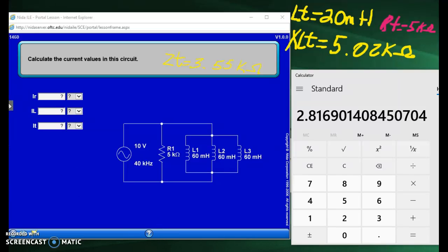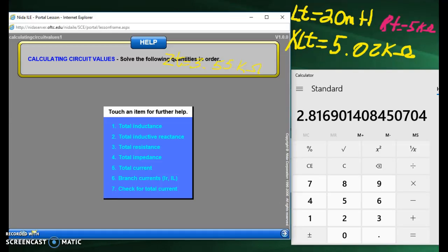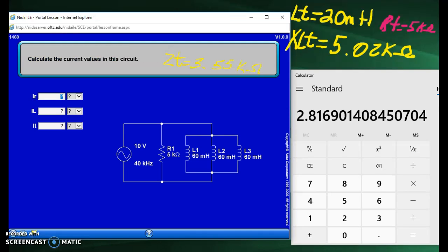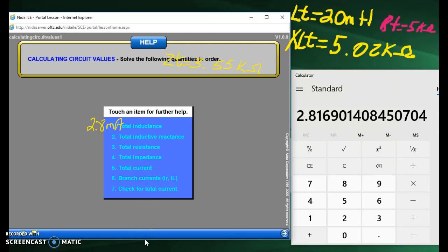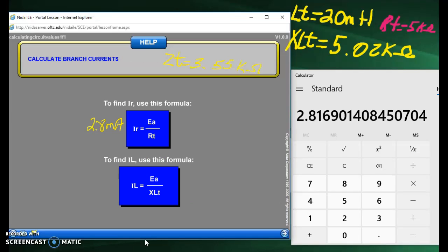So let's go ahead and write that in next to our I total, because remember, we were down here, and the next thing we calculated was total current. So that's where we're at now. So right next to I total is the answer of 2.8 milliamps. So now, let's see where we're at next. We're going to do our IR and IL probably next. So we're going to do the branch currents of IR and IL, and those are easy. Take the applied voltage and divide it by the resistance or the X of LT accordingly.